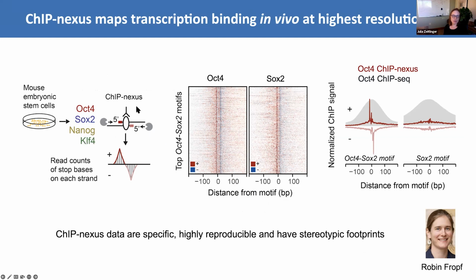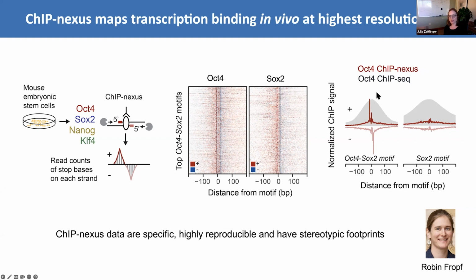And so she generated ChIP-nexus data, and again, the data were super nice. If we take a known OCT-SOX motif as a double motif, we can see both OCT4 and SOX2 bound. Each line is an individual region, and we can see a very stereotypical footprint of these two proteins. That should allow us to identify where exactly these motifs bind.